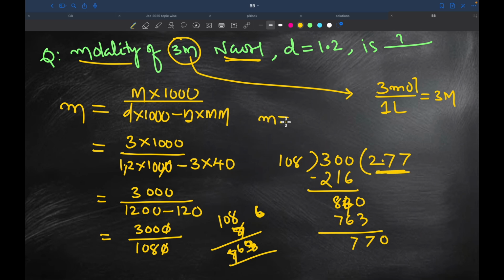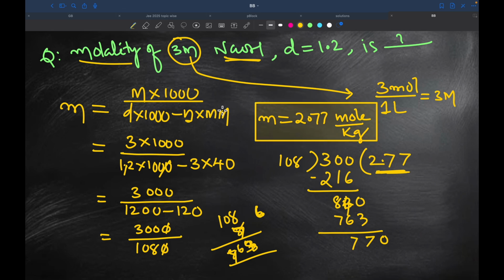So the molality of the solution is 2.7 moles per kilogram. So this is the answer for the question, right? Here it depends upon the density. If the weight of the solute and the weight of the solvent are equal, we will end up with molarity equal to molality, right?